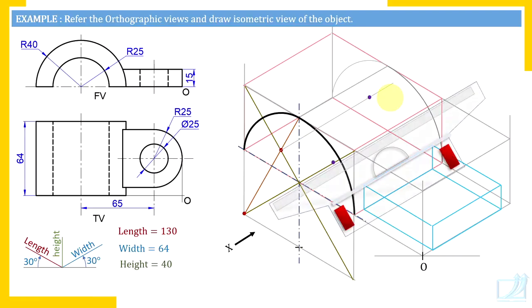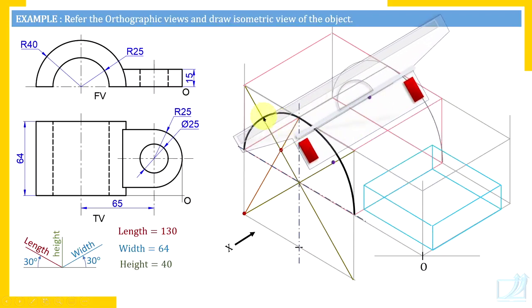Now set a roller with 30 degrees line parallel to width and draw common tangent to these semicircular ends.